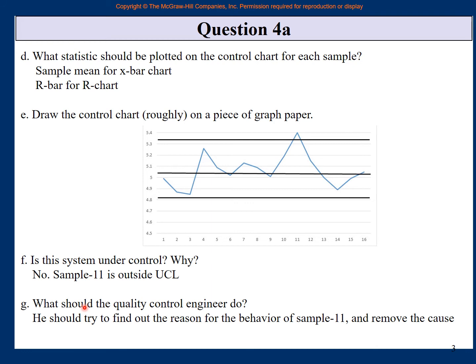And then what should the quality control engineer do? If it was under control, the quality control engineer does not do anything. But because it is out of control, he or she should try to find out the reason for the behavior of sample 11. Why is sample 11 so far from the mean? Why is it outside the control limit? Find the reason and then remove the cause. This is what quality control and quality assurance people do: they try to find the reason why a problem is happening and try to remove the cause. So this was all parts A to G.